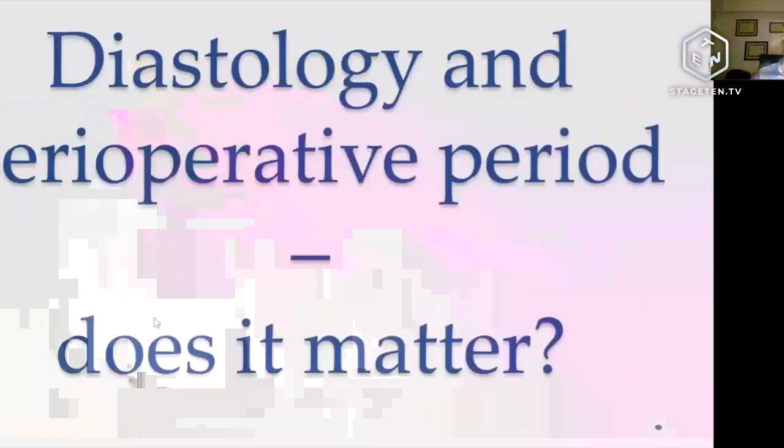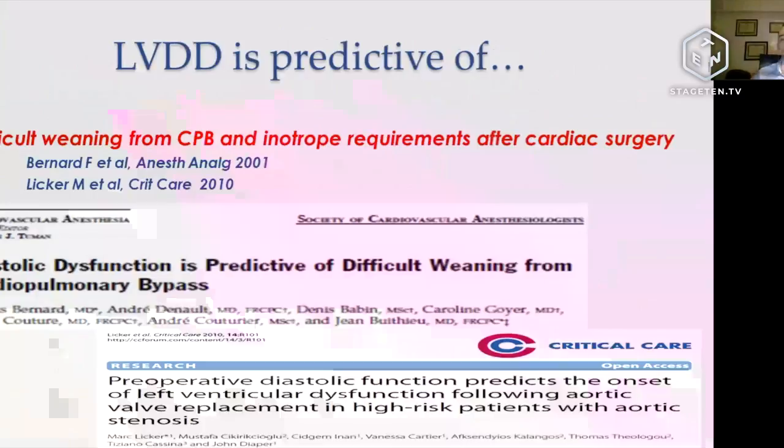So now let's look at the perioperative period. In the perioperative period, I'm sure no one will be surprised that LV diastolic dysfunction is predictive of difficult weaning from cardiopulmonary bypass and inotrope requirement in cardiac surgery. But I can tell you more: longer length of stay in the ICU, in hospital, higher mortality, etc., etc.